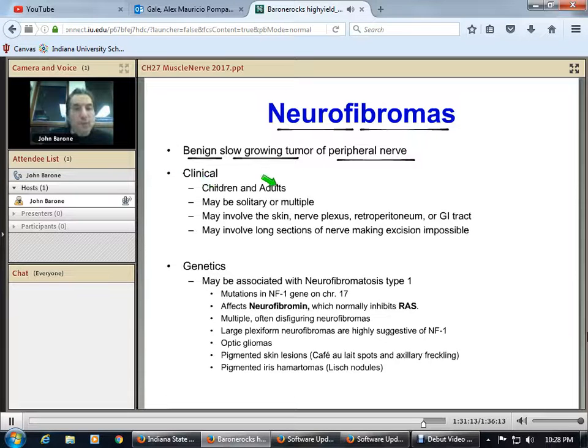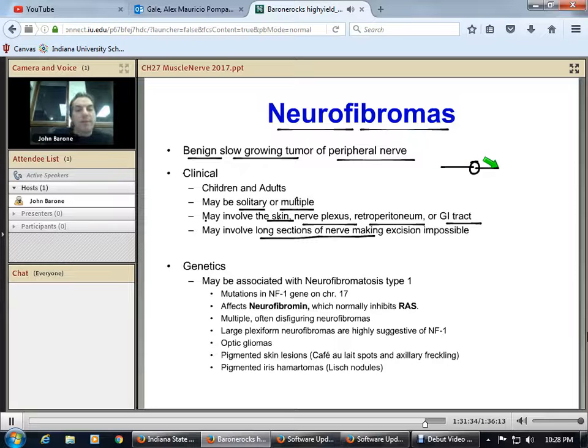Neurofibromas? Well, these are also benign, slow-growing tumors of peripheral nerve Schwann cells. Clinically, they occur in children and young adults. They could be solitary or multiple, especially if they're genetic, they'll be multiple. They can involve the skin, nerve plexus, retroperitoneum. You can see them in the GI tract too, but most of them are going to be in the skin.